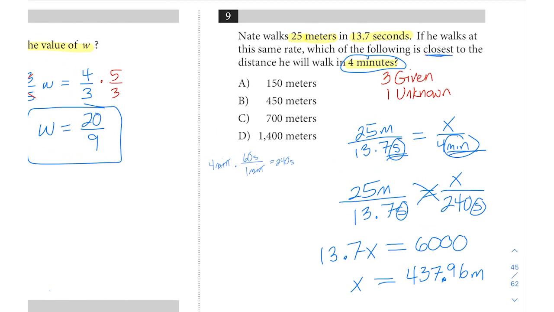And I don't see that exact answer, but luckily this is one of those questions where they just want whatever is closest to the distance, so it's okay for our answer to be slightly off. And here the closest value to 437.96 is 450 meters, which is answer choice B, our correct answer to number 9.